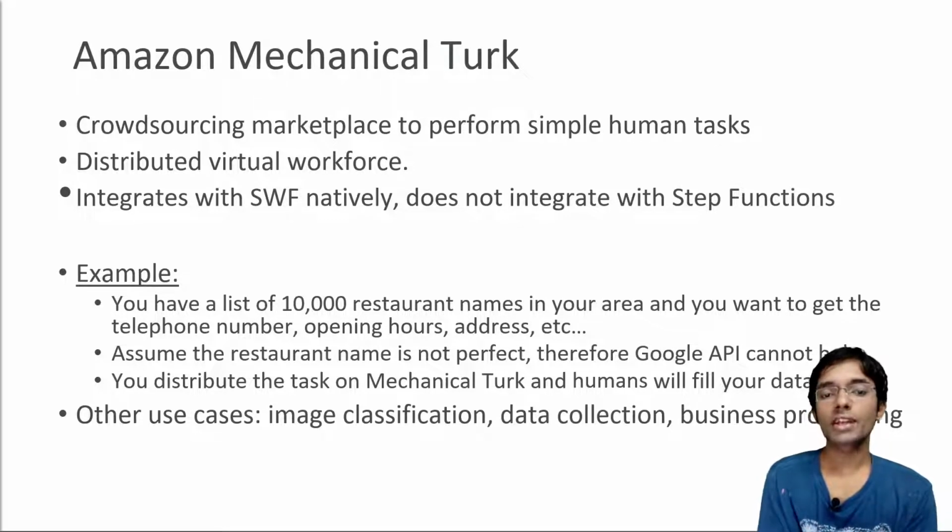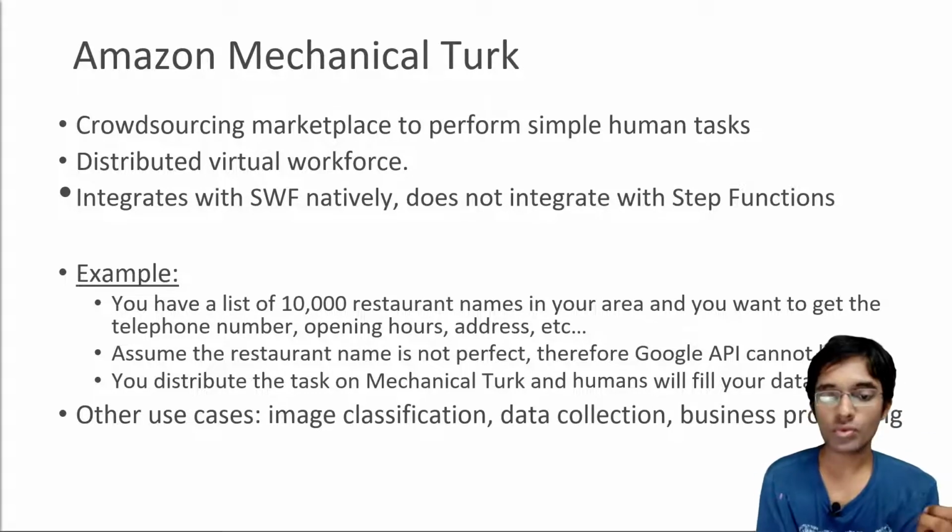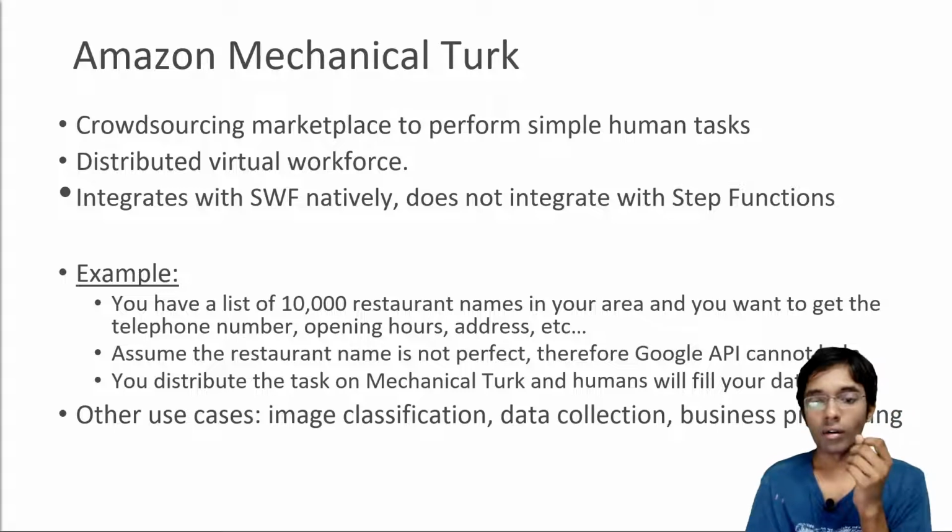So Amazon Mechanical Turk is a marketplace on which you are going to be able to create some tasks and distribute them to actual humans. So you are going to get a distributed virtual workforce. Now your tasks have to be simple because the humans don't have any prerequisites of knowledge to do these tasks. So the task could be, for example, get me a phone number of a business, and you have 10,000 businesses to find the phone number of.